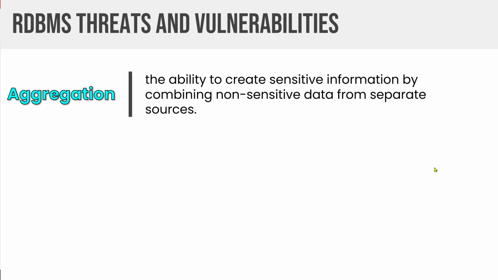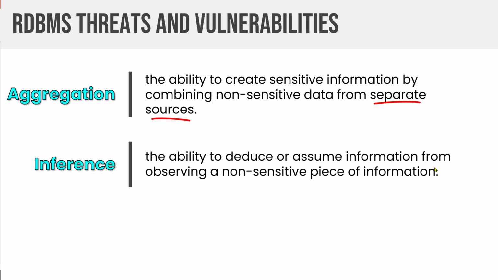And I want to talk about aggregation versus inference attacks in the relational database context. I've had a couple of questions on aggregation versus inference. So an aggregation attack is the ability to create sensitive information by combining non-sensitive data from separate sources. So for example, if a cashier were to add up all of the daily sales totals from the receipts to come to the answer of the secret quarterly sales total. That's an aggregation attack.